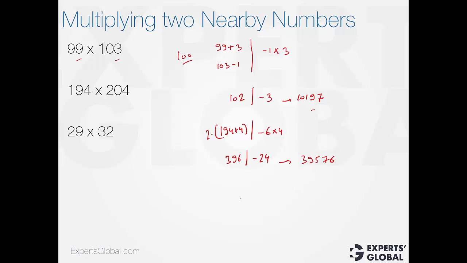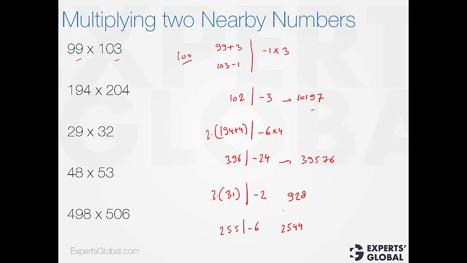29 into 32, so 3 into 29 plus 2, that is 31. And then you have minus 1 into positive 2, minus 2 here, that is 930 minus 2, that would be 928. 48 into 53, so 50 base. 48 plus 3 is 51. 51 into 5 would be 255. On the right side you have minus 2 into positive 3, that is minus 6. So 2550 minus 6, that is 2544.